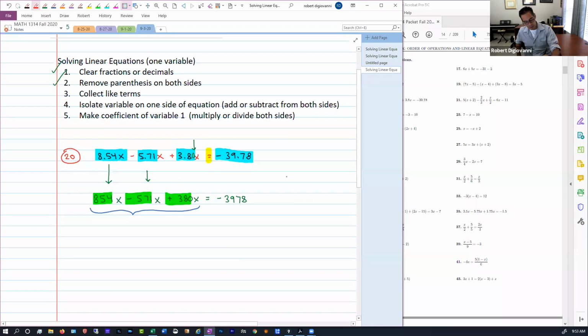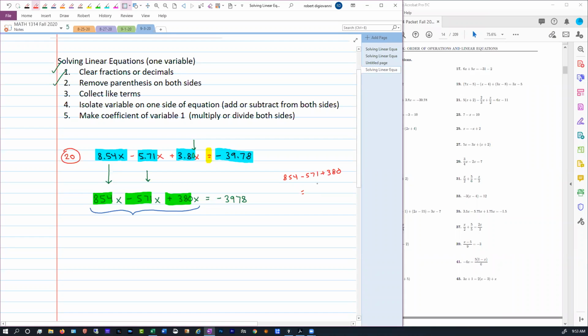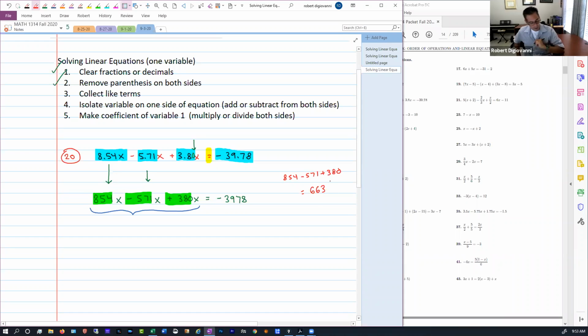So mathematically, we need to do 854 minus 571. Ashlyn's doing this on her calculator right now, I think. What do you get there? 663. Okay, so 663, but that's how many x's we have, equals negative 3,978. And now we have collected like terms. Okay, Ashlyn, let's just finish this off.